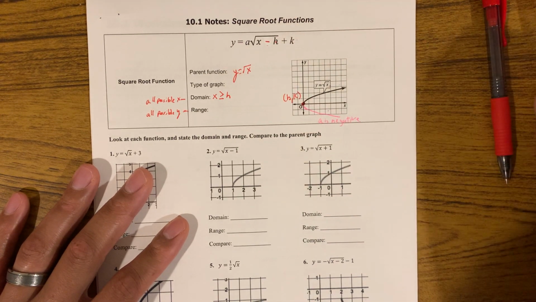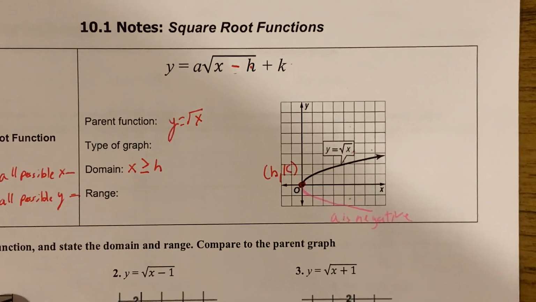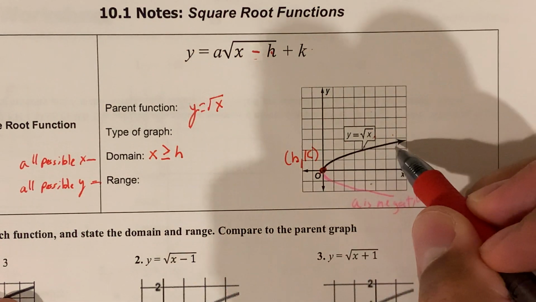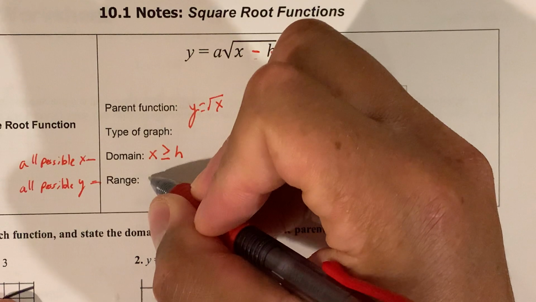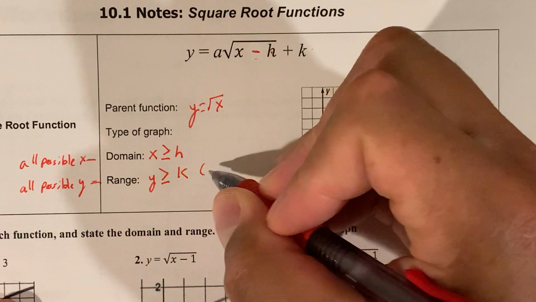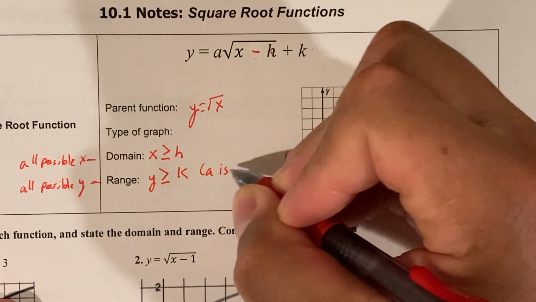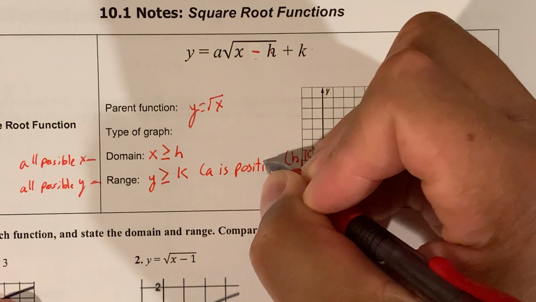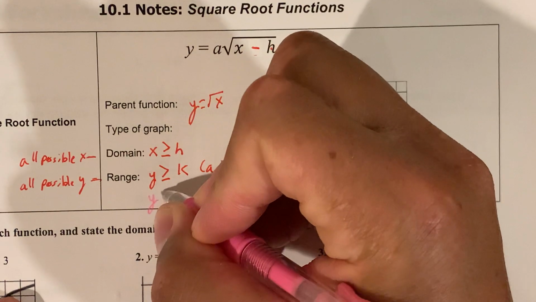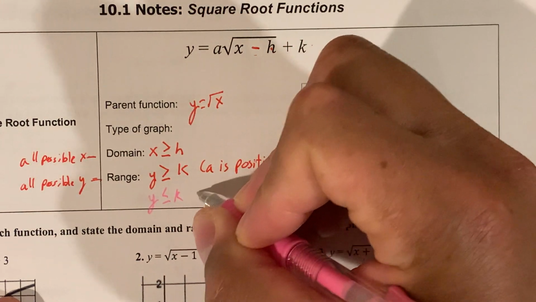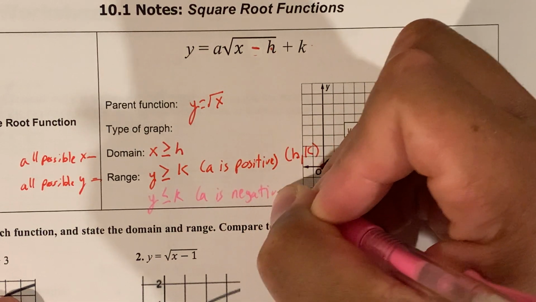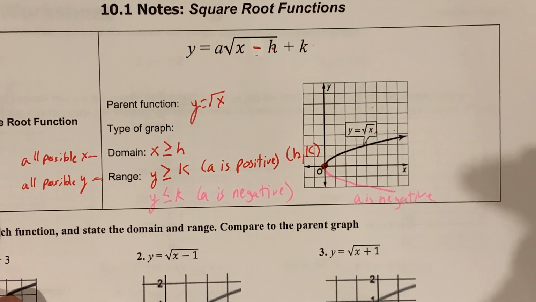okay? So when a is negative, let's zoom in here, see this a little better. When a is negative, it'll go down. So a is usually positive, which means our range will usually be y is greater than or equal to k. And in parentheses, I'll just add a is positive, but it can also be y is less than or equal to k if a is negative. Hopefully you guys like pink, okay?